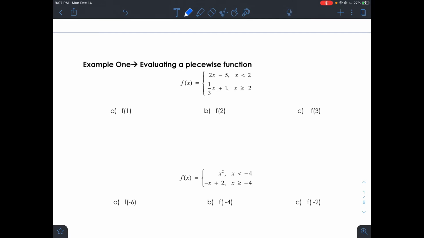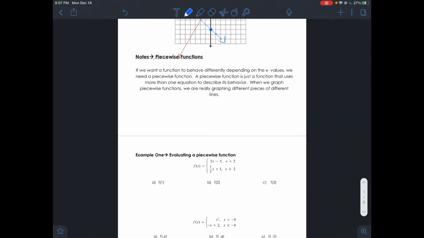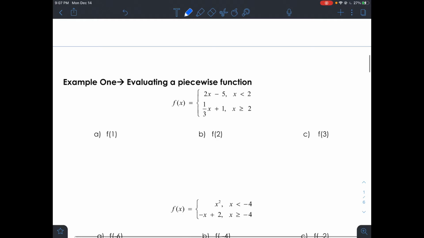With a piecewise function, like it said here, it's a function that uses more than one equation to describe its behavior. And specifically, it tells you when that part of the function holds true. For f of x here, when x is less than 2, so when you have an x value smaller than 2, you're going to use this function. When you have an x value greater than or equal to 2, you are going to use this function. So this part tells you which function you should be using.